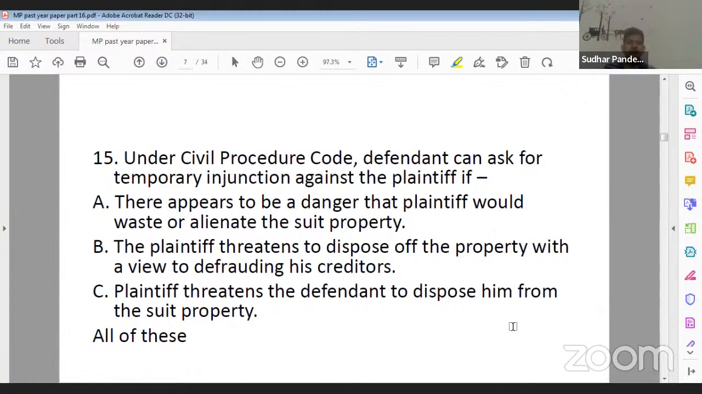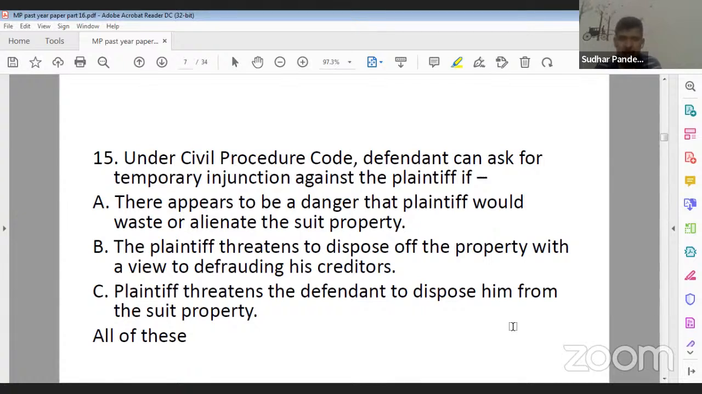Question number 15. The defendant can ask for temporary injunction against the plaintiff if option A, there appears to be a danger that plaintiff would waste or alienate the suit property. Option B, the plaintiff threatens to dispose of the property with a view to defrauding his creditor. Option C, plaintiff threatens the defendant to dispose him from the suit property. And option D, all of the above.